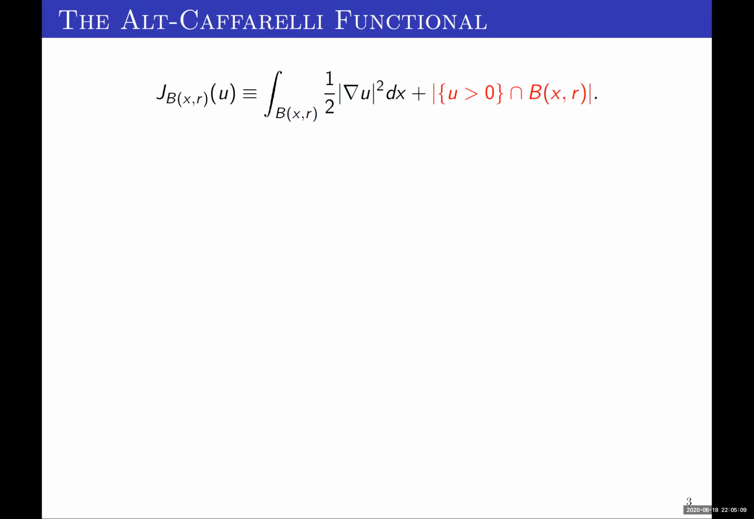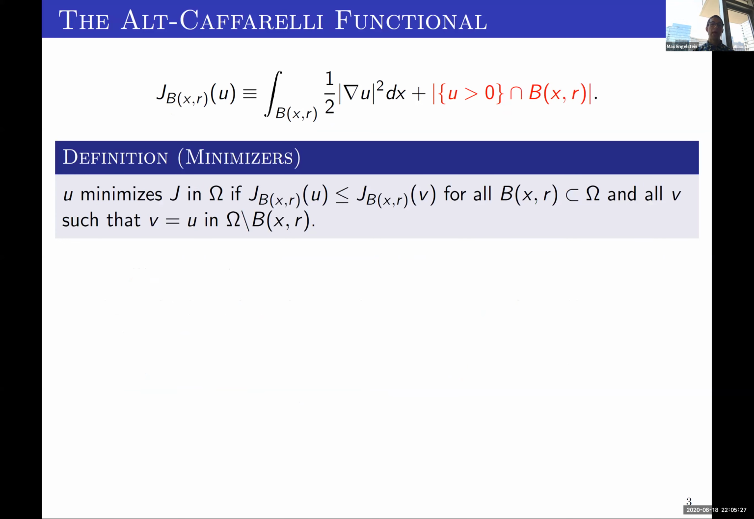Okay, so let's talk about this functional. The functional, which I define here restricted to a ball, B_x(r), is the Dirichlet energy plus this other weird term which I have in red, which is the measure of the positivity set of the function. And we say that something is a minimizer if it's less than anything else which shares its same boundary values on the ball. And we want this to be true for every ball inside of our set Omega.